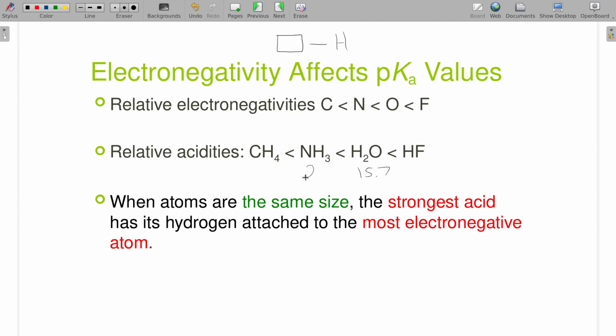So that was 25, about 40. I haven't assigned this one yet. And HF is one of our weak acids. I think it's right around 5 on its pKa. But we can make that call based totally on the electronegativity. Unfortunately, electronegativity is not the only factor, so we can't base all pKa's on electronegativity. But we can if we're going across a row on the periodic table.